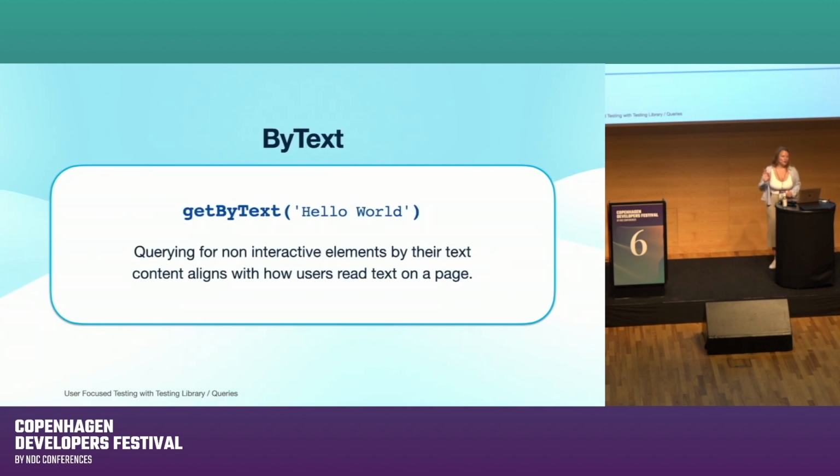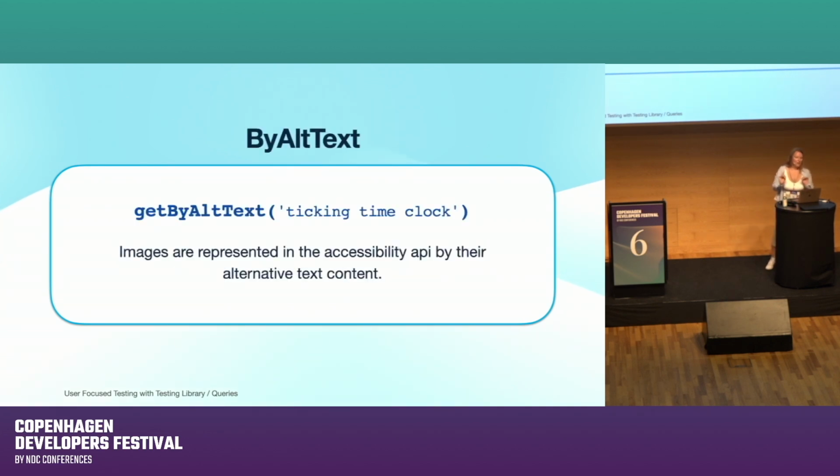By text should be used to query non-interactive elements by their text content, such as text in a paragraph or span, aligning to how users read text on a page and their expected outcomes. By alt text tests things for non-visual users and queries images by their alternative text content.